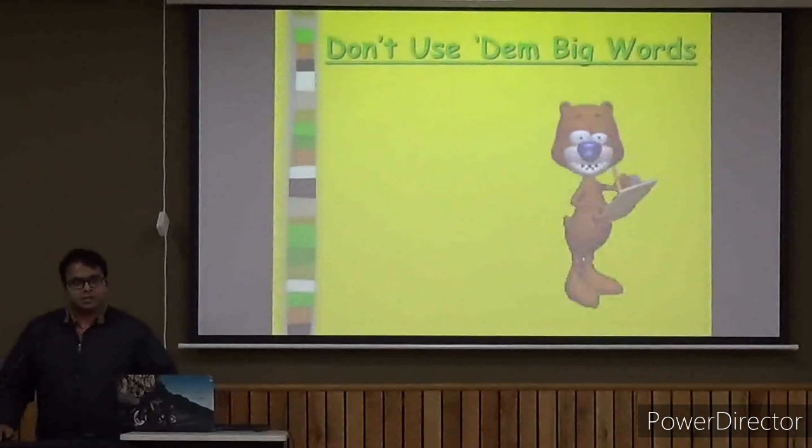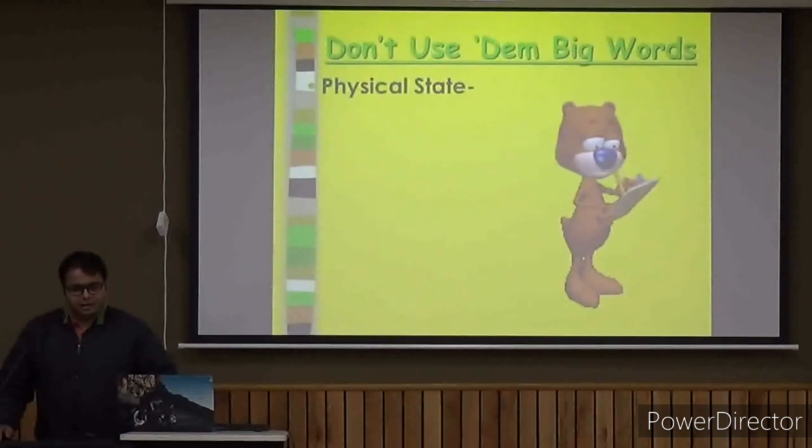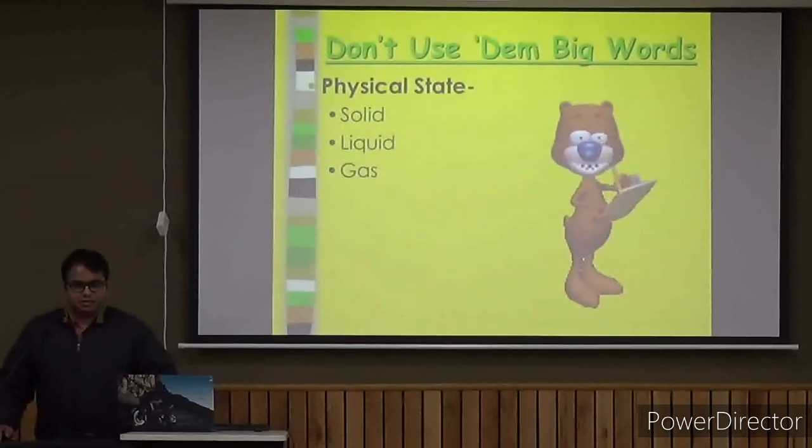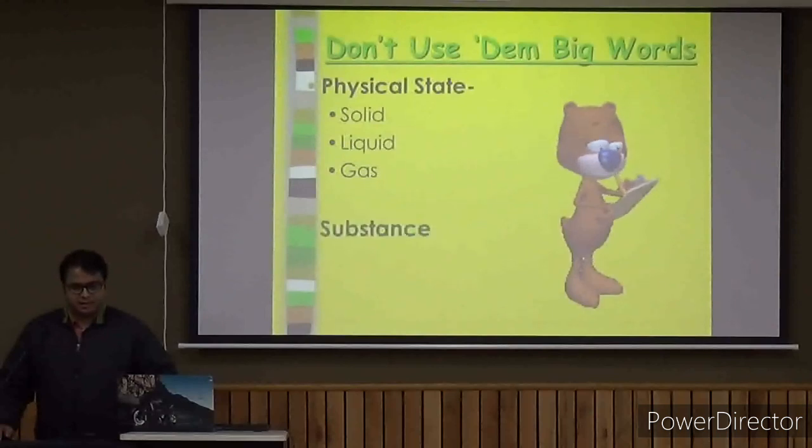Now there are certain words which we need to know before starting our topic. Physical state. What is a physical state? There are three physical states: solid, liquid and gas, as we know. They are three forms in which all the matter around us is present.